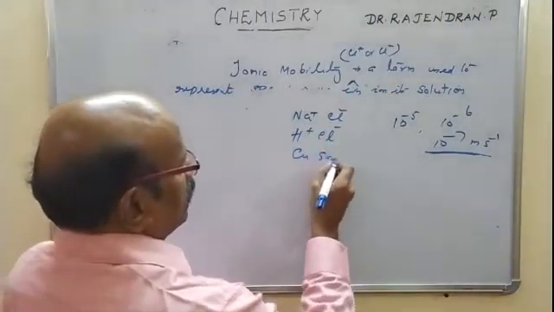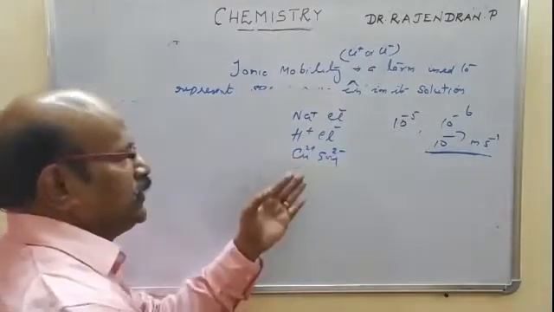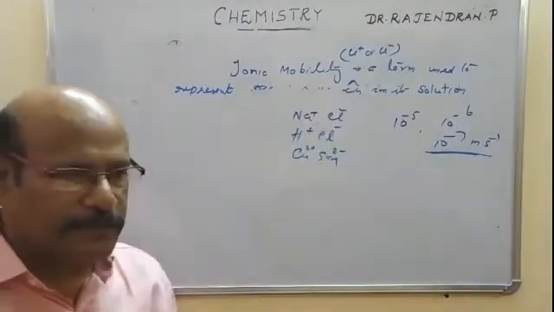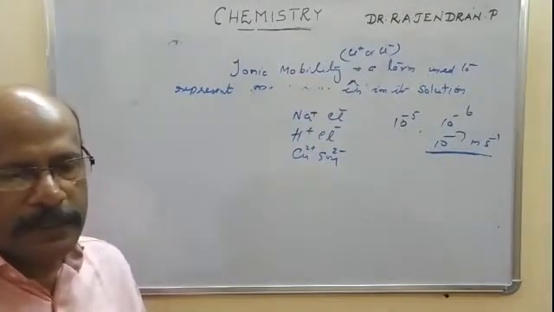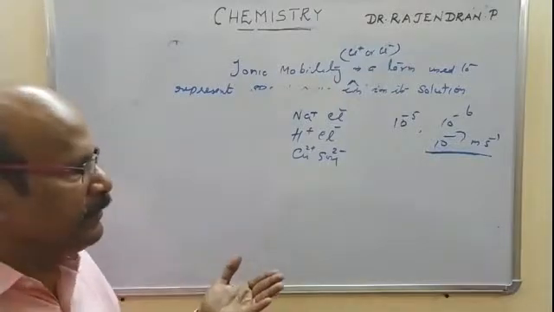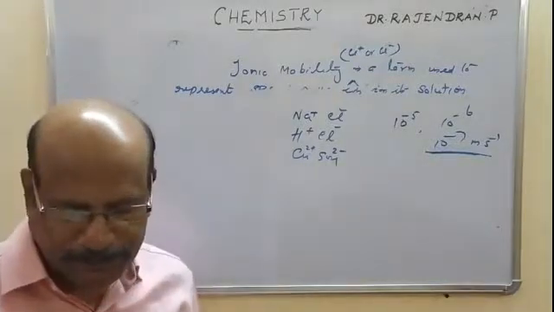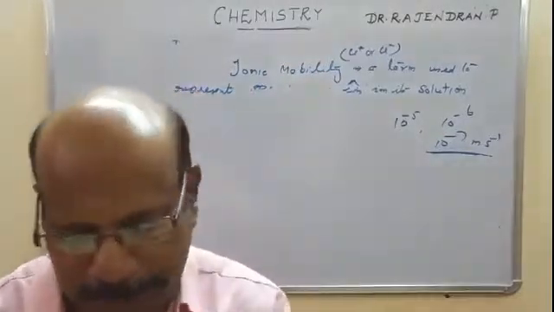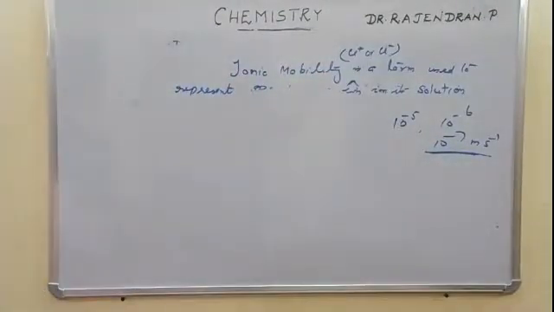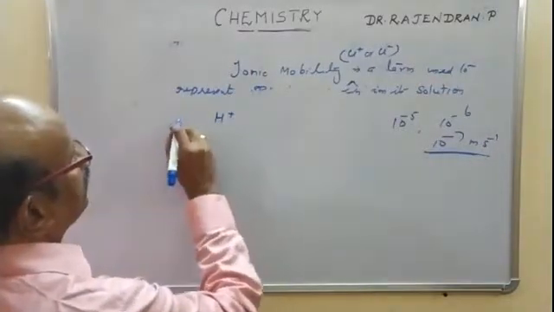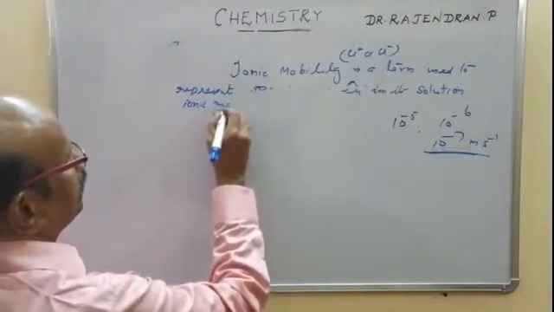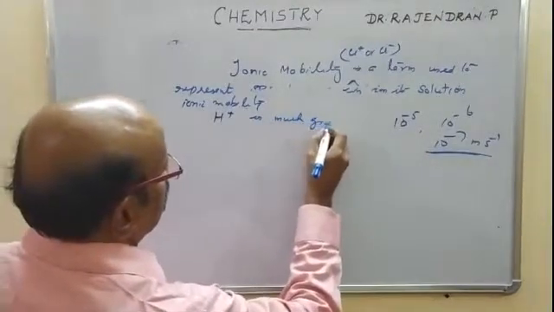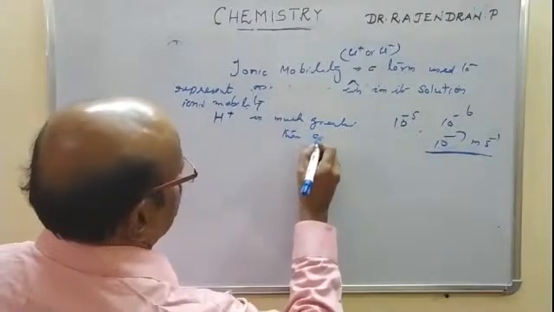Similarly, copper sulfate, here also 2 plus, 2 minus. So all these ions differ in the ionic mobility or the speed depending on the nature of the ion. Generally, the mobility of larger ions is much smaller than that of the smaller ion. But the mobility of the H plus ion, and slightly the OH minus ion, is much greater than any other ion. The ionic mobility of H plus ion is much greater than any other ion.